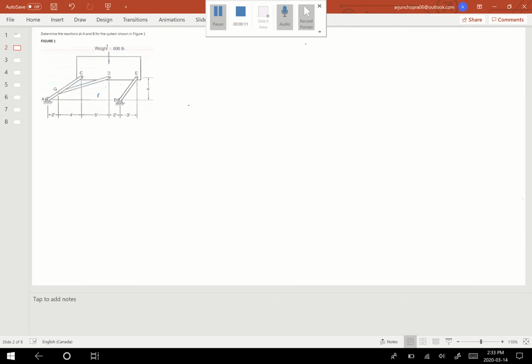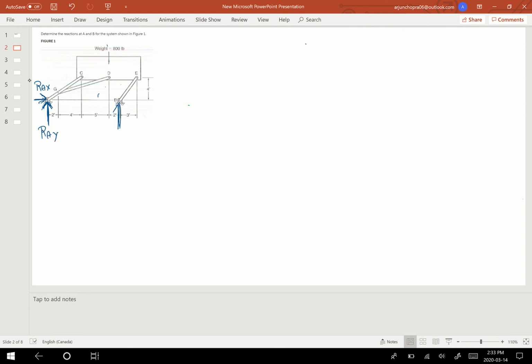So rather than drawing the complete free body diagram, I'm going to draw the reaction loads in the same diagram given here to me. That'll be easy. So I'm going to draw the reaction loads. This is RAX and this will become RAY. If I show the reaction loads here, this becomes RBY and this becomes RBX. That's how I'm going to draw them.